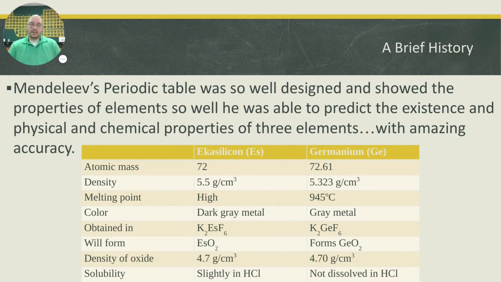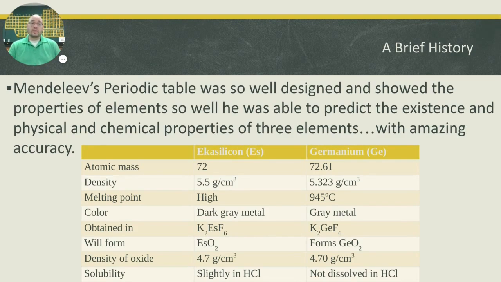It would be attained in a compound of potassium and fluorine. That's the ES there. K is potassium, F is fluorine. So he predicted it would be found in a compound containing those, that it would form an oxide with oxygen that would have a formula very much like that. The density of that oxide formula would be 4.7, and that it would be slightly soluble in hydrochloric acid.